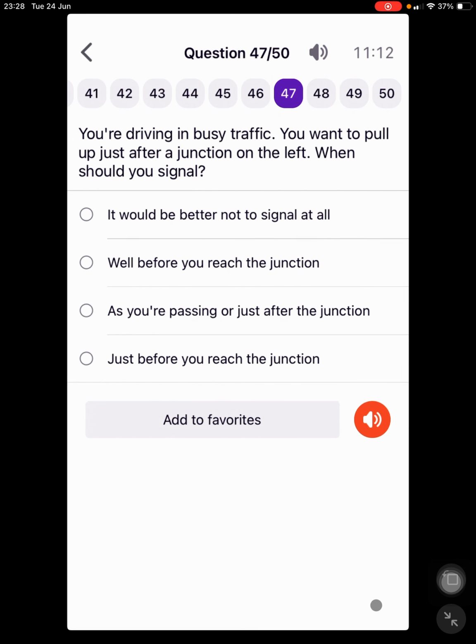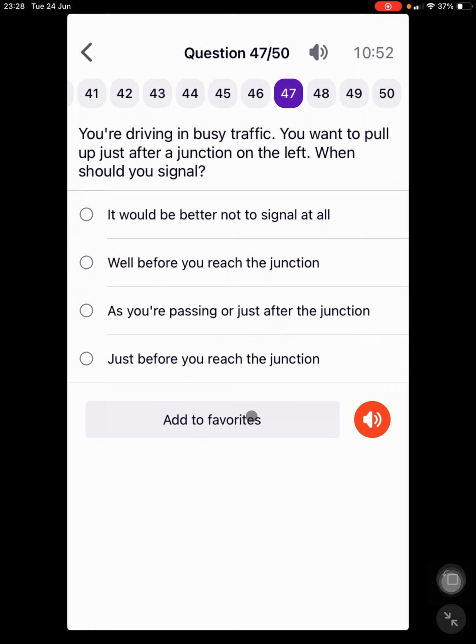You're driving in busy traffic. You want to pull up just after a junction on the left. When should you signal? It would be better not to signal at all. Well before you reach the junction. As you're passing or just after the junction. Just before you reach the junction.